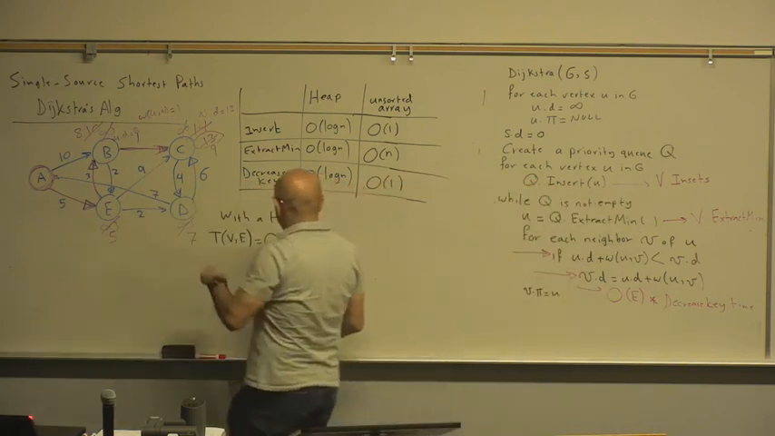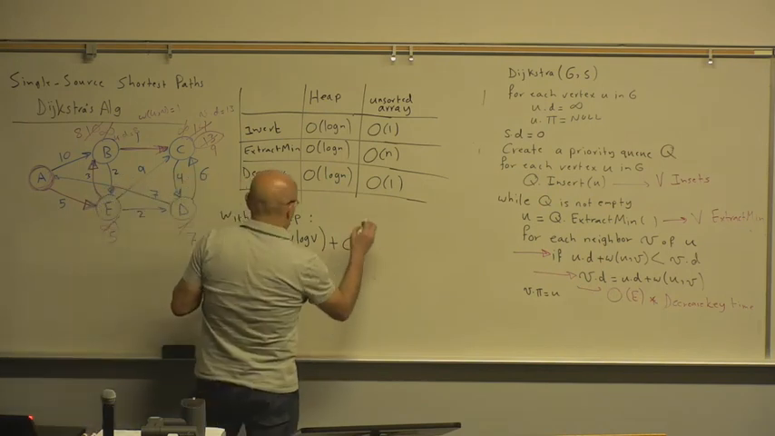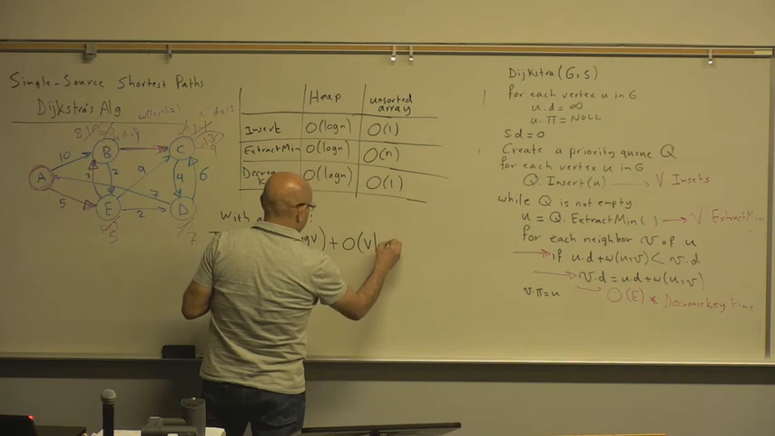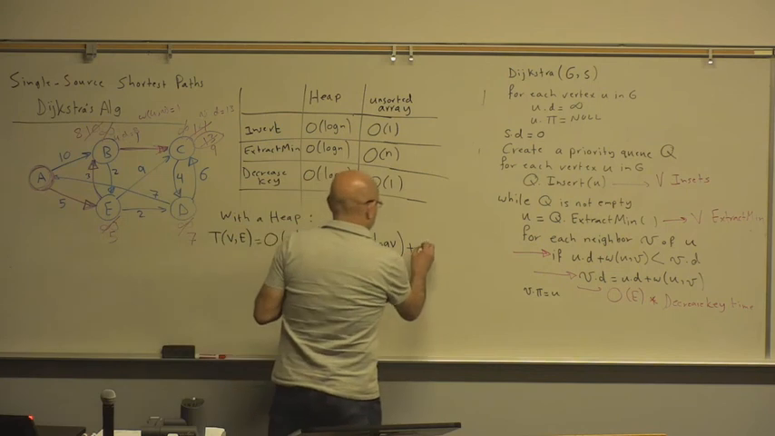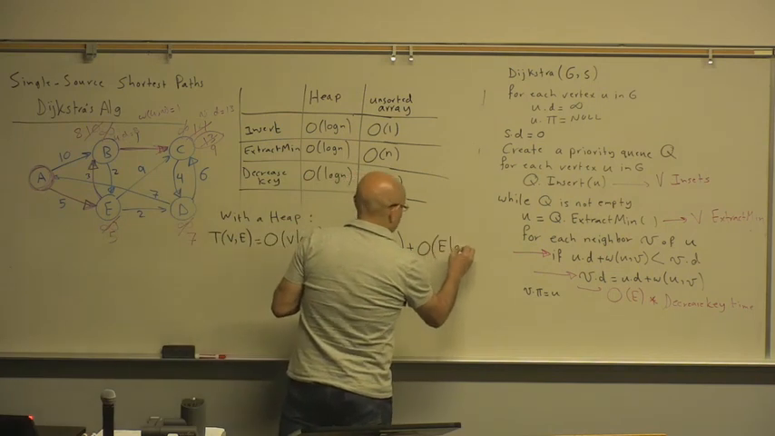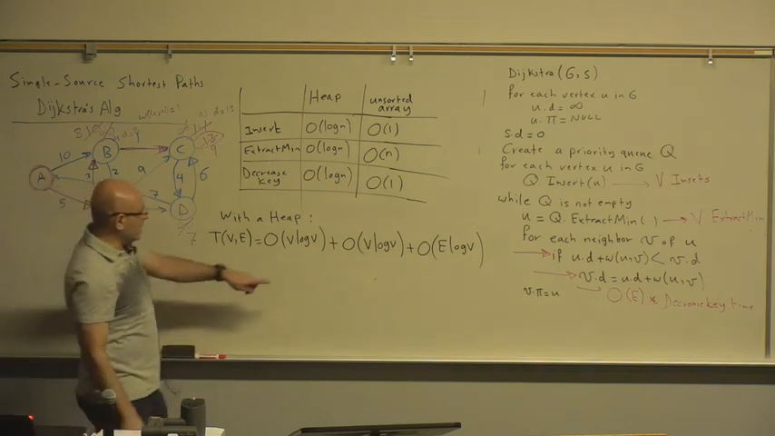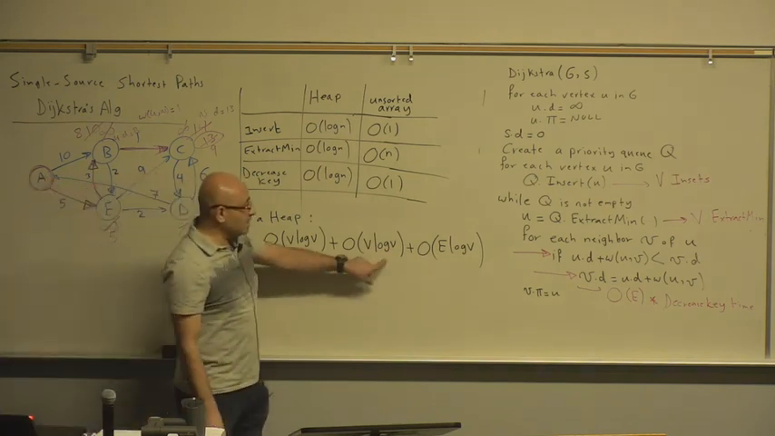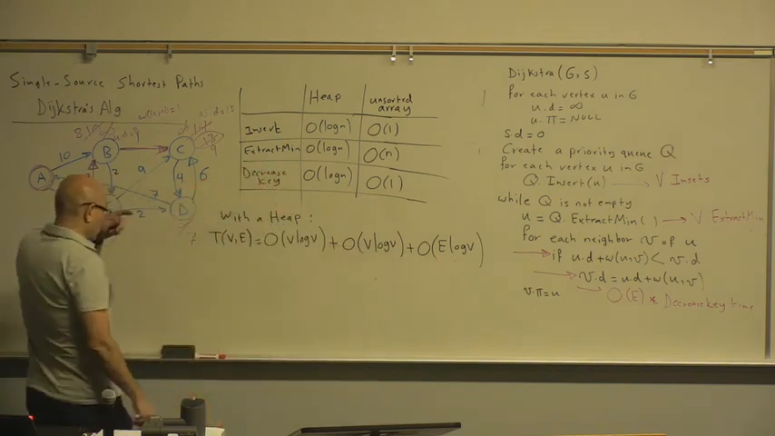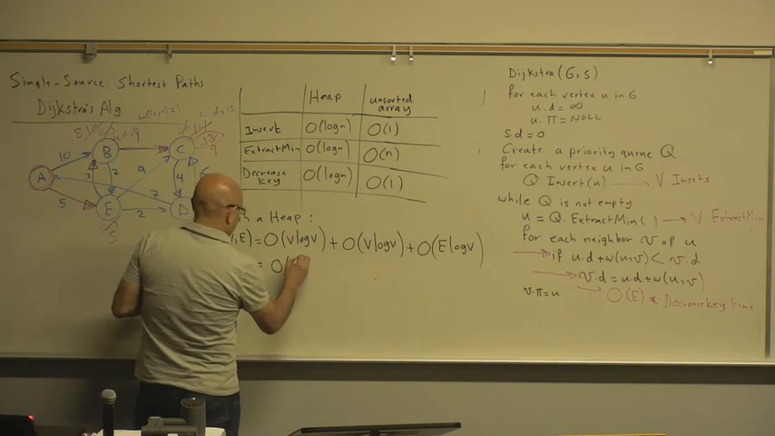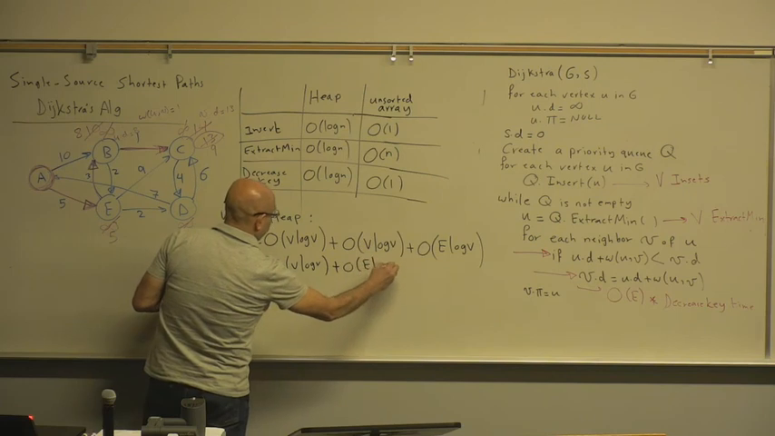For the extract minimum, again, it's going to be O of V log V. For the decrease key, it's going to be O of E log V. So this is the insert, this is the extract minimum, this is the decrease key. And the total is going to be O of V log V plus O of E log V.